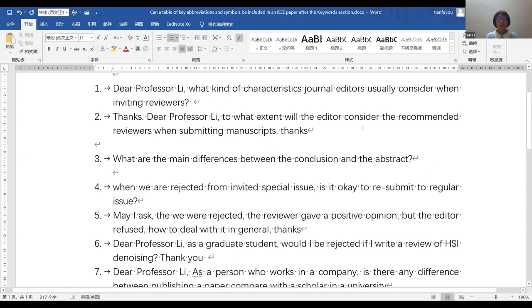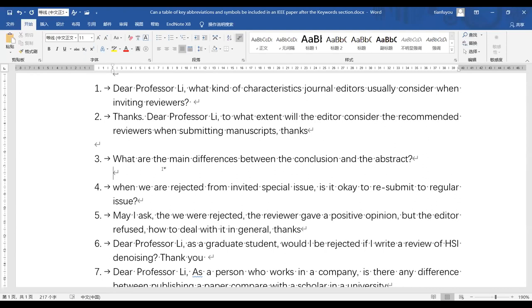Yeah, it's okay. Now, about inviting reviewers: to what extent will the editor consider the recommended reviewers? Thank you very much for this very interesting question. Normally in the beginning, when we choose reviewers, we choose experts from the field, for example, those who publish in the journal and also those who publish in related fields. Sometimes we also choose reviewers from the pool in Manuscript Center, from previous reviewers who agreed to review manuscripts. In general, it's like this.